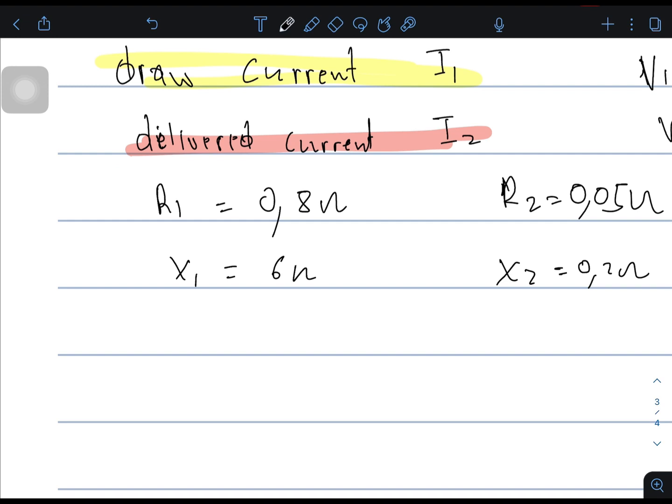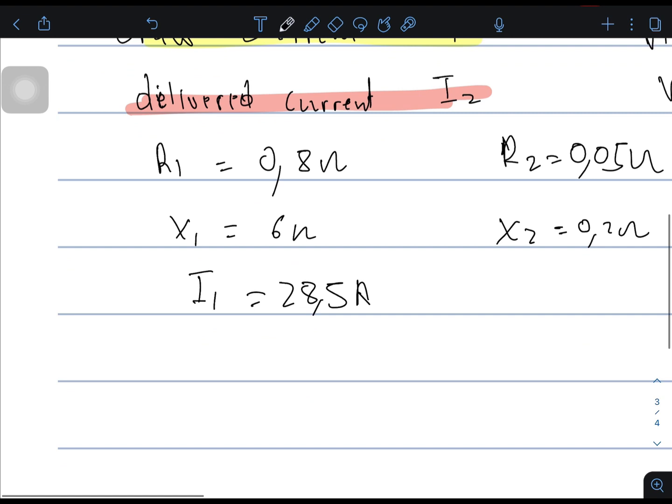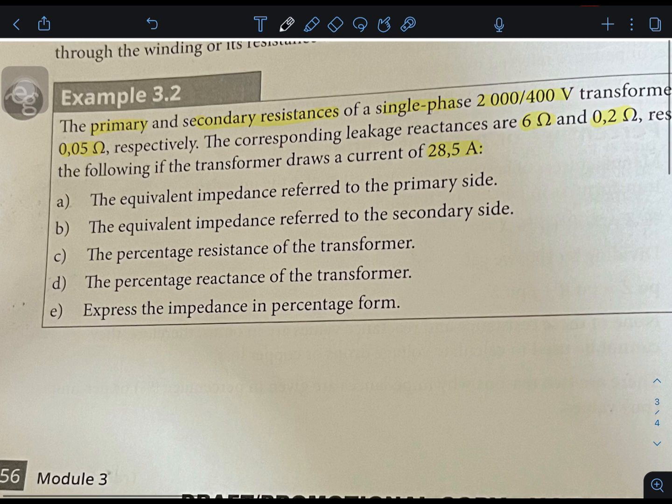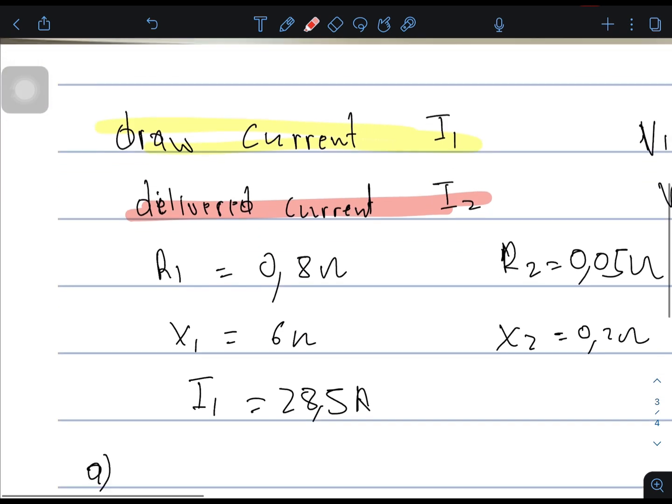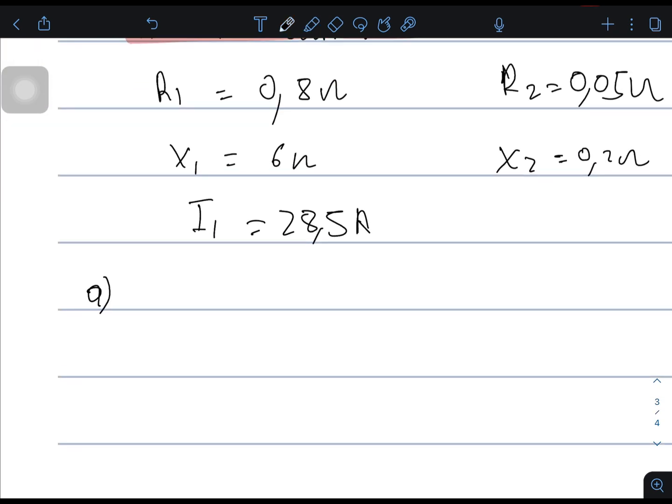The other thing we have is the current I1, which is 28.5 amps. And part A says let us determine the equivalent impedance referred to the primary. Basically, they are asking us to determine this, ZE1, referred to the primary.